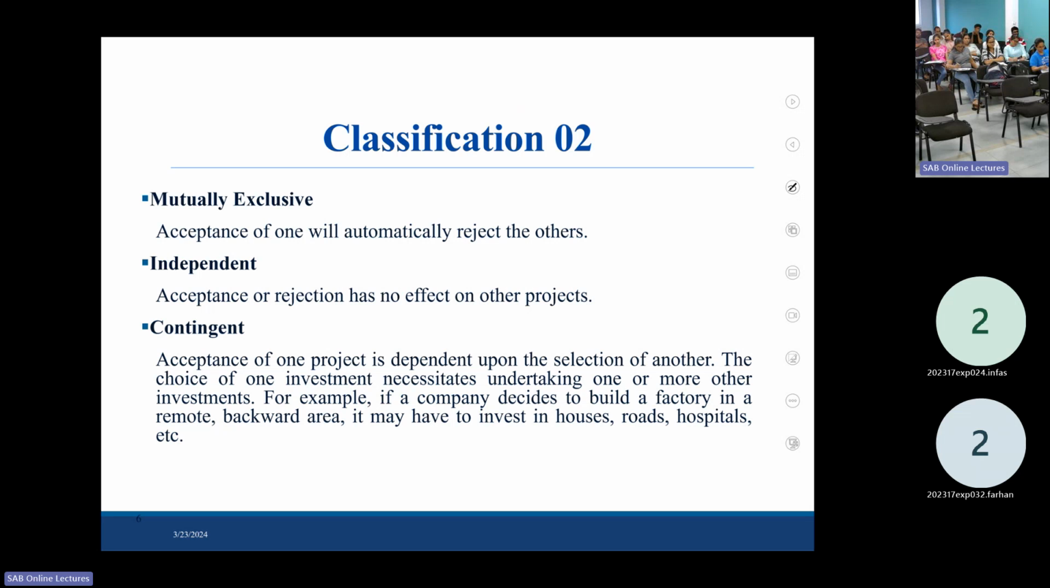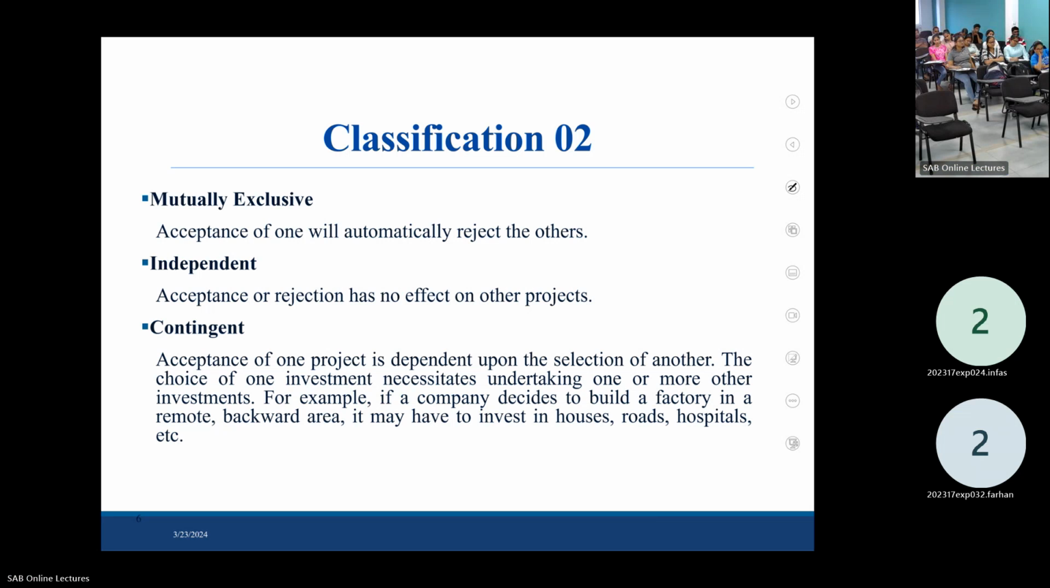Suppose you want to have a highly sophisticated modern machine. So you are evaluating three or five suppliers. Once you select one particular supplier, automatically the other proposals, the other projects, are rejected. So that is a mutually exclusive type of evaluation. Acceptance of one automatically rejects the others. So we evaluate these projects for the same purpose. Independent means if you evaluate certain projects for different purposes, that we call an independent project.